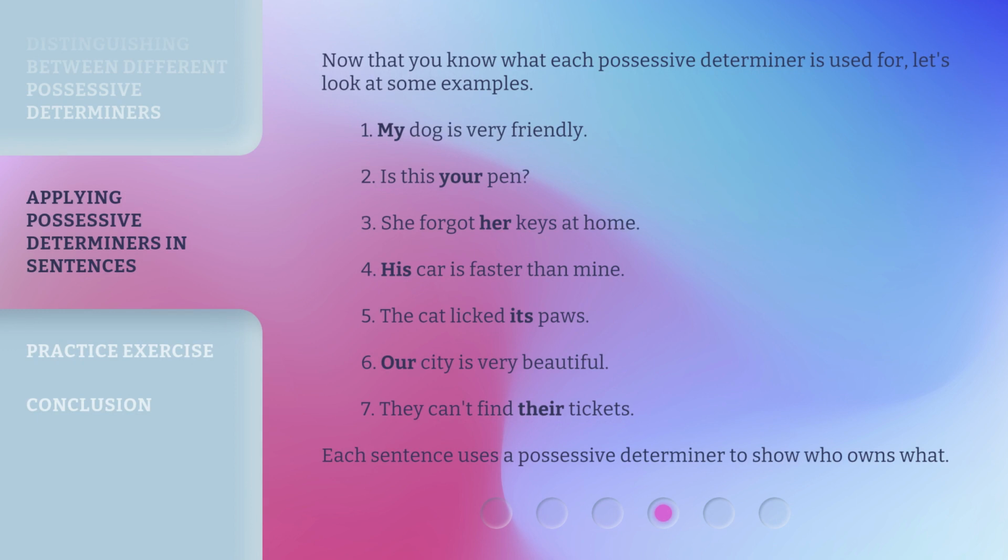Now that you know what each possessive determiner is used for, let's look at some examples. 1. My dog is very friendly. 2. Is this your pen? 3. She forgot her keys at home. 4. His car is faster than mine. 5. The cat licked its paws. 6. Our city is very beautiful. 7. They can't find their tickets. Each sentence uses a possessive determiner to show who owns what.